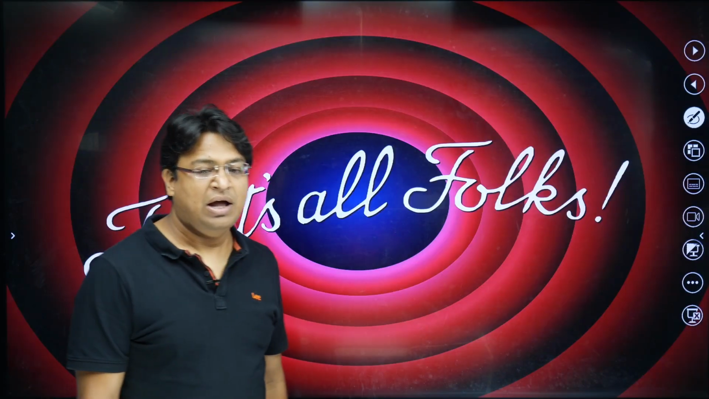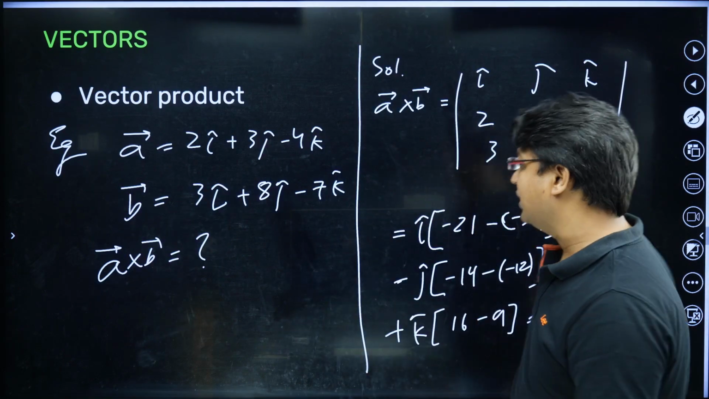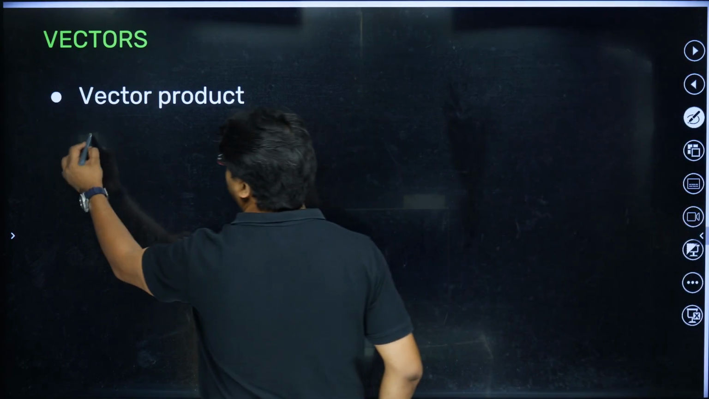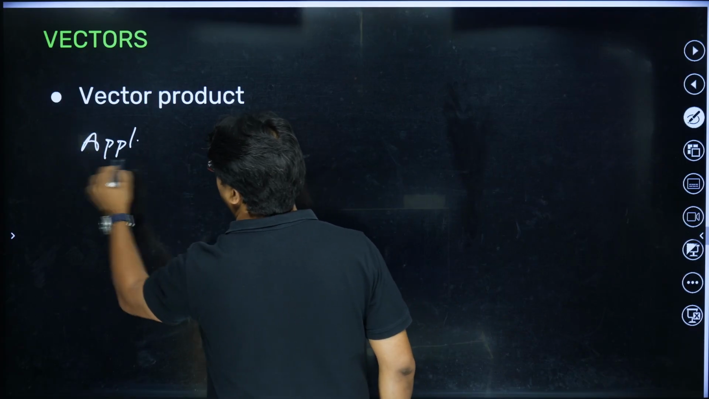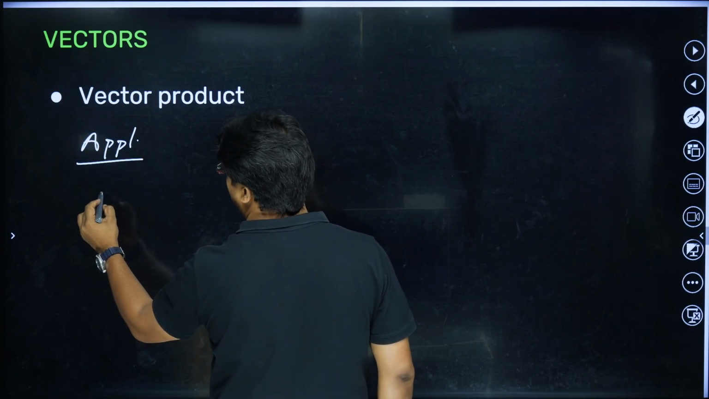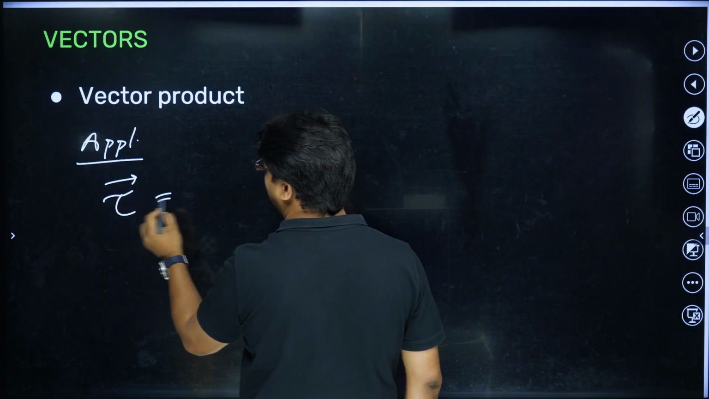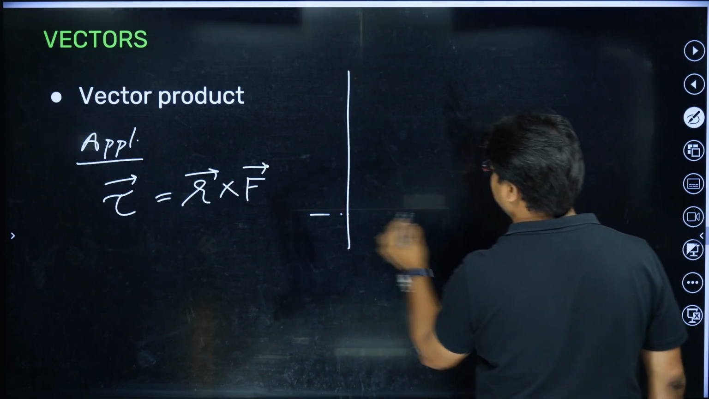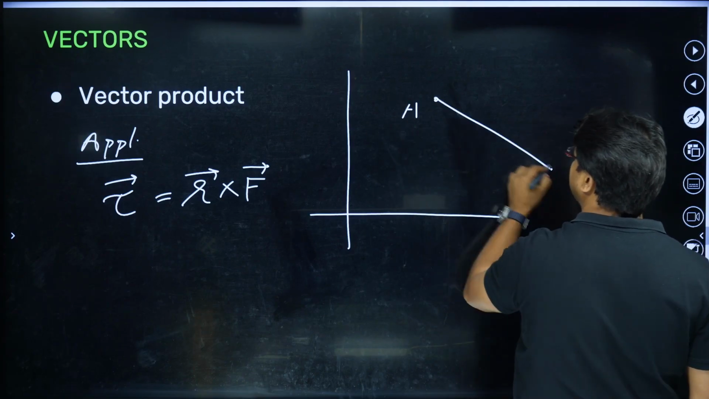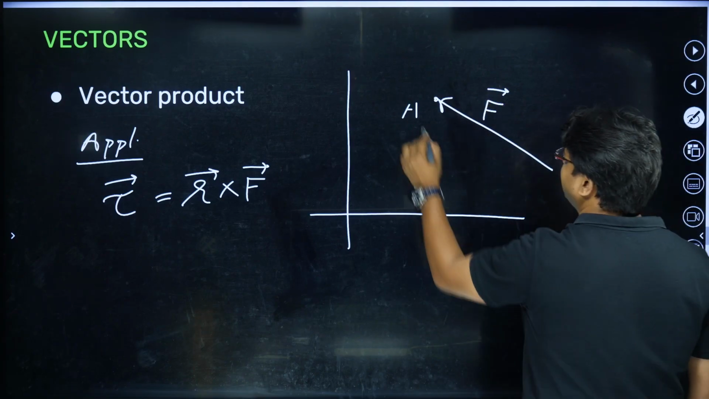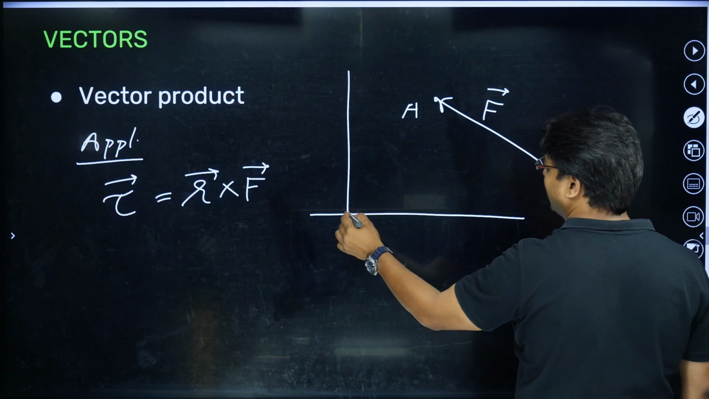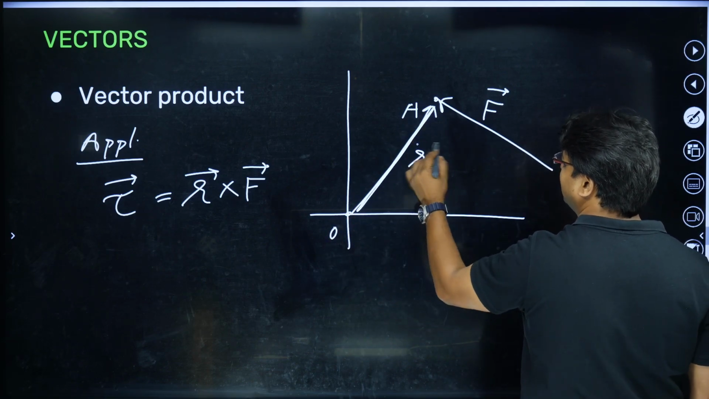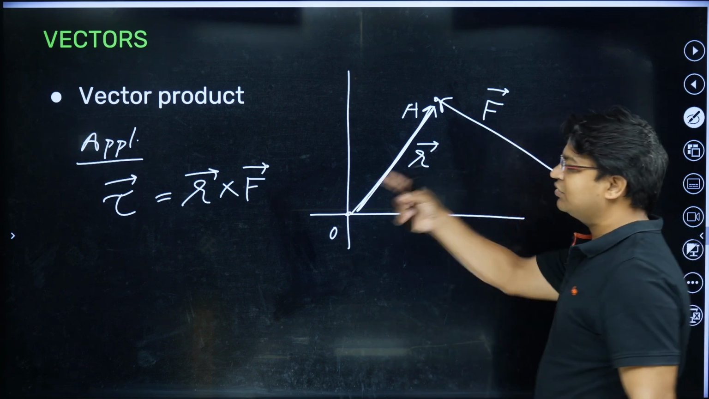Now applications of cross product. Let me give you one application at least. So an application of cross product would be torque. We calculate it as R cross F. So let's say there is a point A on which there is a force F acting. If we want to calculate torque about origin, then the position vector of A with respect to O, R cross F will give us the torque.